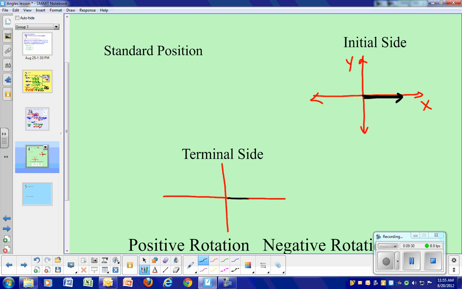So here's my beginning or my initial side. And then if you imagine a little rotation, let's say it rotates all the way over to here. Here is the other ray of the angle. Remember we said angles are made of two rays? This dotted line in here is just showing the path. This is my initial side. The terminal side is this part here. The initial side was this part here, okay? And those two parts together make up our angle.